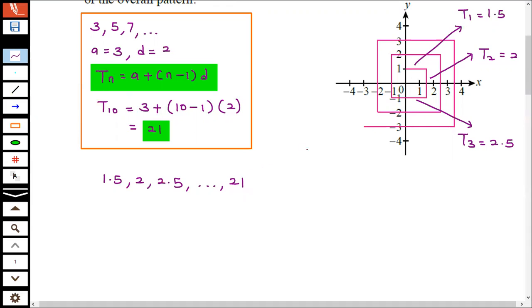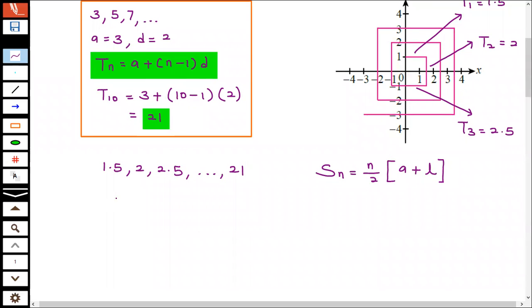Now when I want to do the sum, let's say class, I'm going to use the Sn formula, n over 2, a plus l, right? This is your formula. What is the problem with this formula? You must know what your n is. n is the number of terms. In this case, we don't have the number of terms. What we know is the last term. For a term, I'm going to use the Tn formula, that is a plus n minus 1 d.